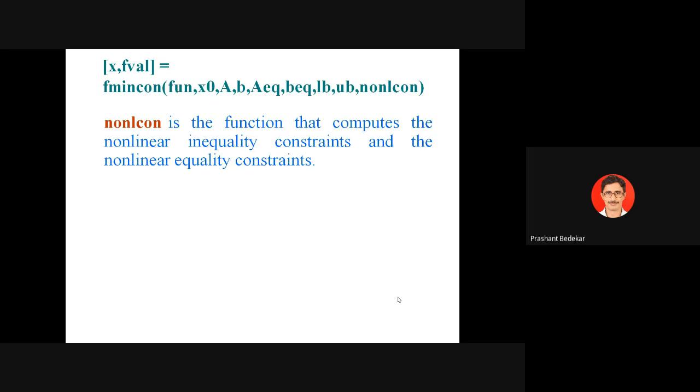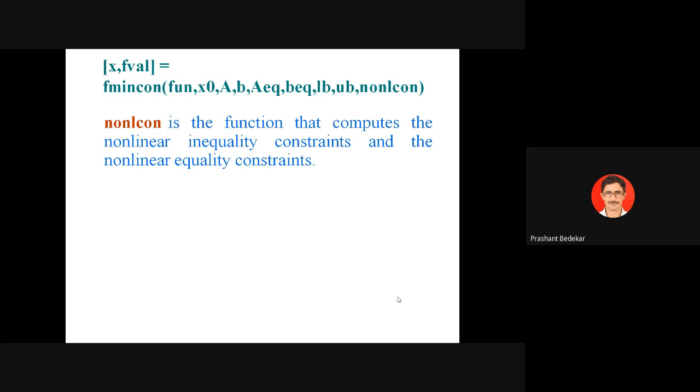Nonlcon is the function that computes the non-linear inequality. So non-linear inequalities are to be written in a separate file. Now see that when I am using fmincon, I will have to write 3 different M files. The first file will contain the main program. I will take a small example, the design of a cylinder, and show you the 3 different files. The second file will contain FUN. FUN means the objective function.